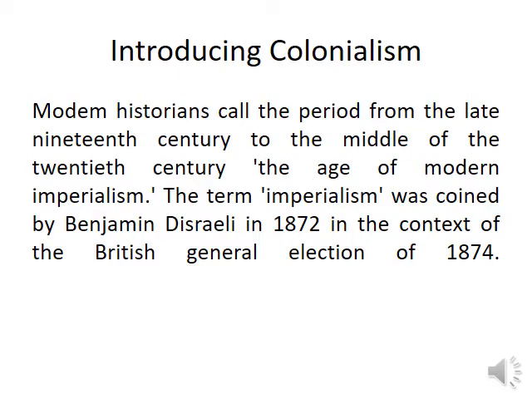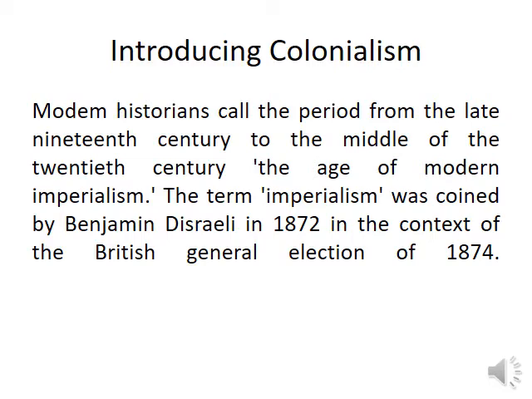The modern historians specifically call the period from the late 19th century to the middle of the 20th century the age of modern imperialism. That means most probably from the 1850s onwards to the middle of the 20th century, probably the 1950s. So more specifically, according to modern historians, from the 1850s to the 1950s is considered to be the age of modern imperialism.